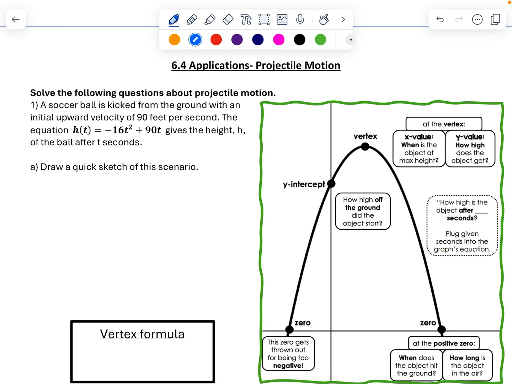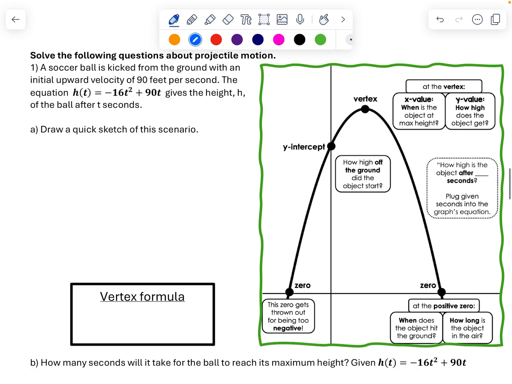Welcome everybody. Today we are going to look at 6.4 applications. Applications have a lot to do with projectile motion, so objects being kicked or thrown or shot out of a cannon. Looking at the first one, let's first look at the graph. This graph shows you different parts of projectile motion. When something is thrown, it creates this parabola. It starts off here, maybe something's on a building, and then it gets thrown off.